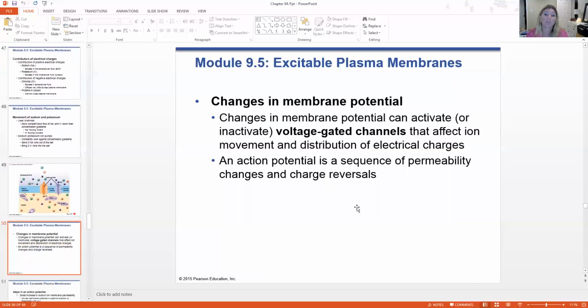There can be changes in the membrane potential. They can be voltage-gated channels. In other words, when a signal comes from another cell, which causes some type of depolarization, some type of shift in ions, that can travel down the entire cell. It can change the entire cell if just one little part has been changed. These voltage-gated channels can detect those electrical charges, and that's what we call an action potential. It's basically a sequence of permeability changes in the cell membrane.